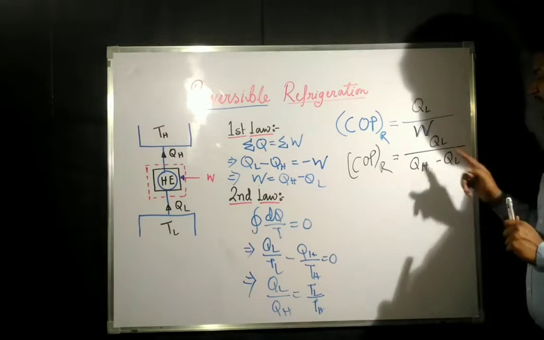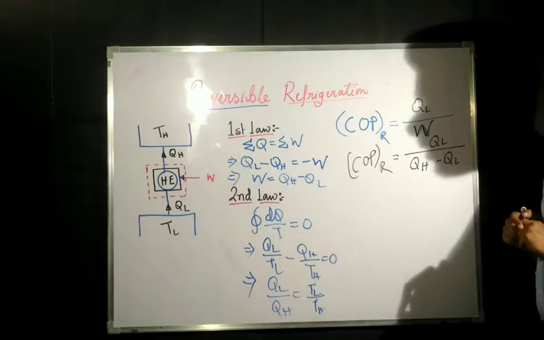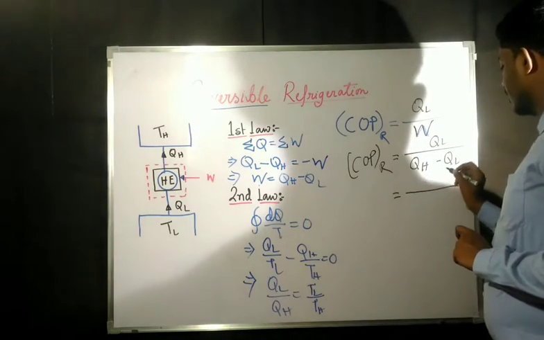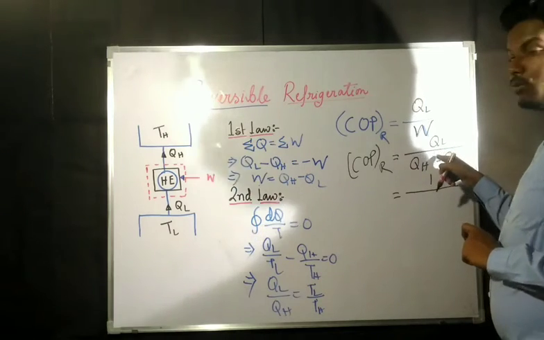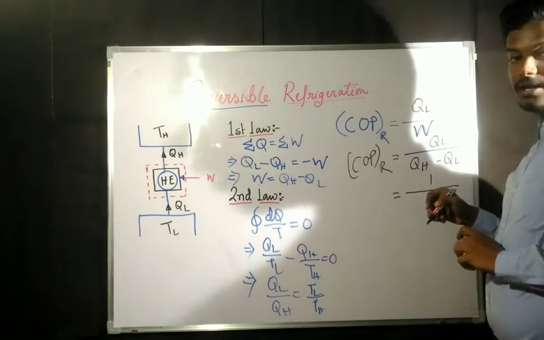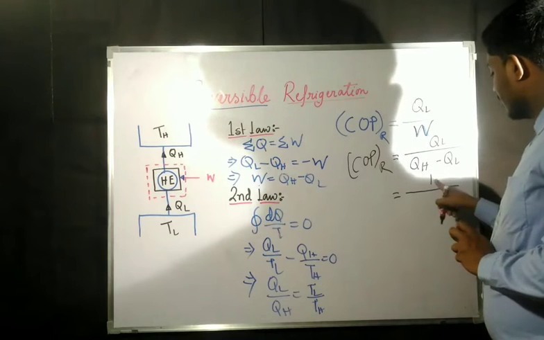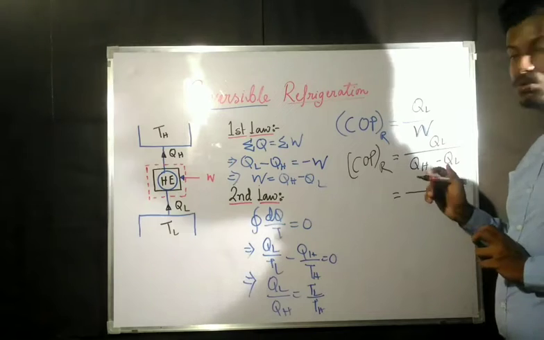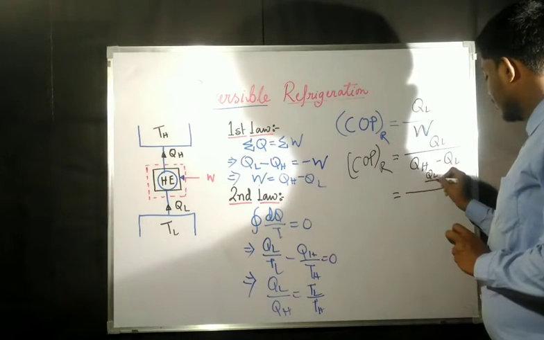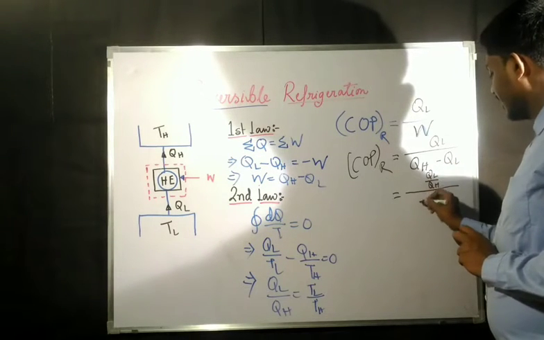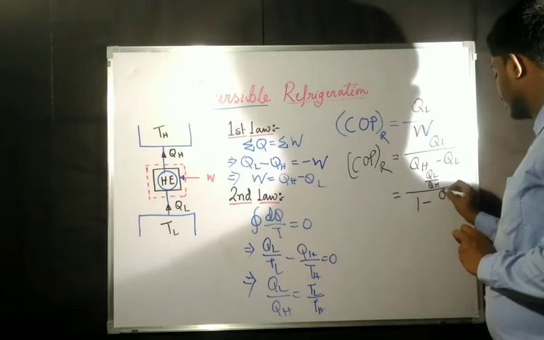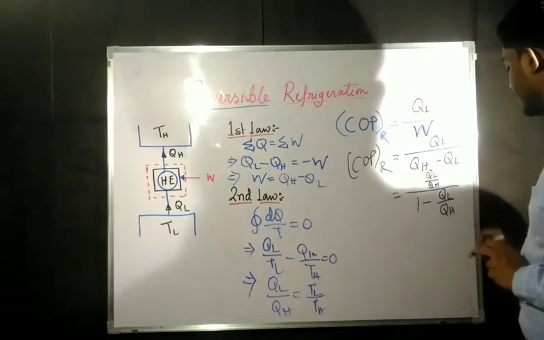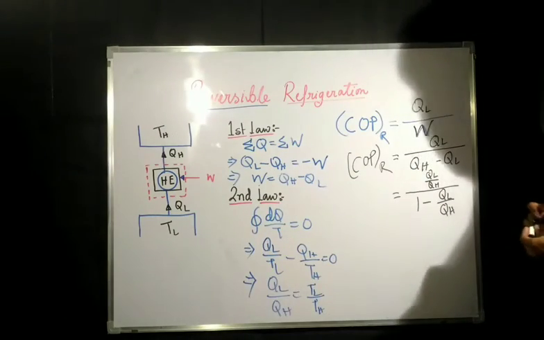Now let us divide all the terms in the numerator and denominator by QH. So QL by QH is there in the numerator, and in the denominator you are going to get 1 minus QL by QH.